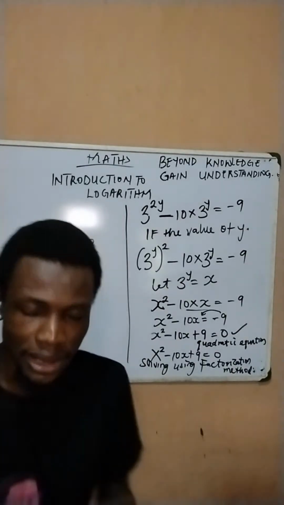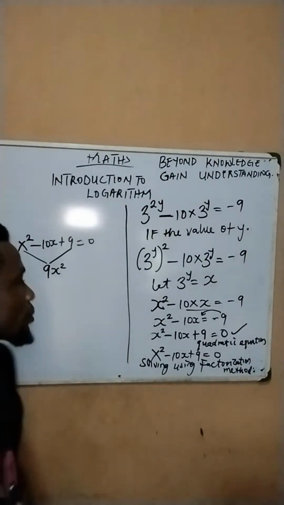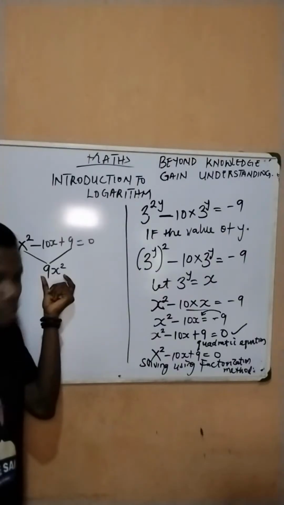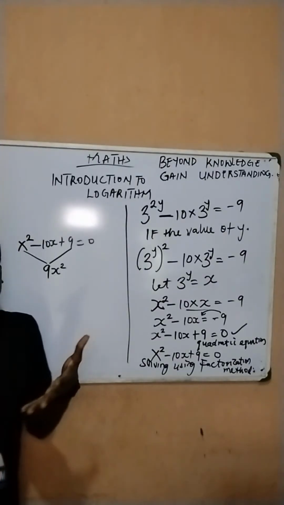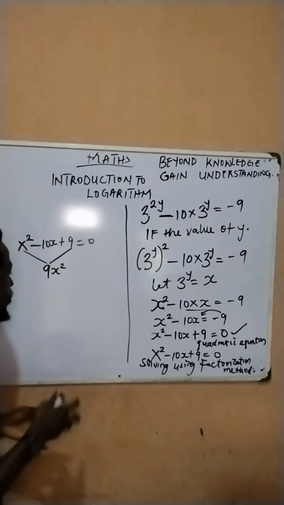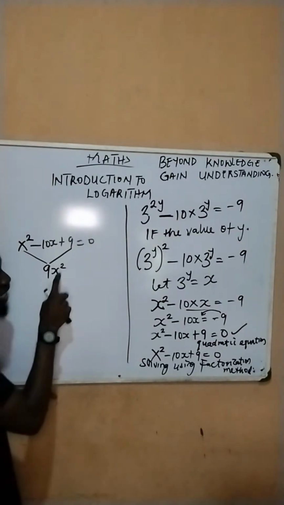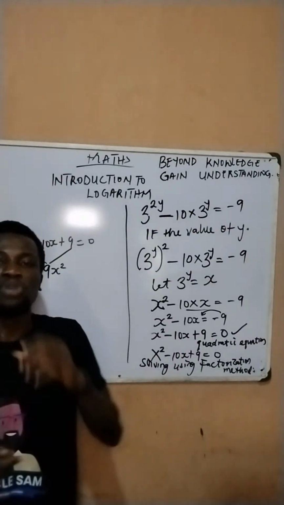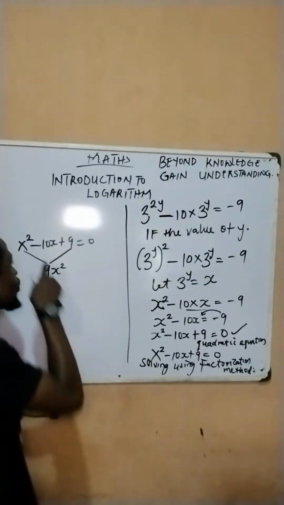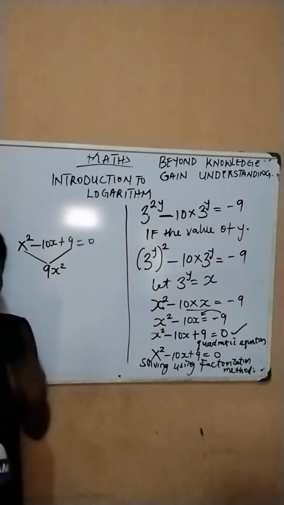We're trying to factorize here. Once you have done this, you simply find two values that, when you multiply them together, they must have an x each. If you multiply them together, you're going to get 9x squared. And if you add or subtract them from each other, you're going to get negative 10x.